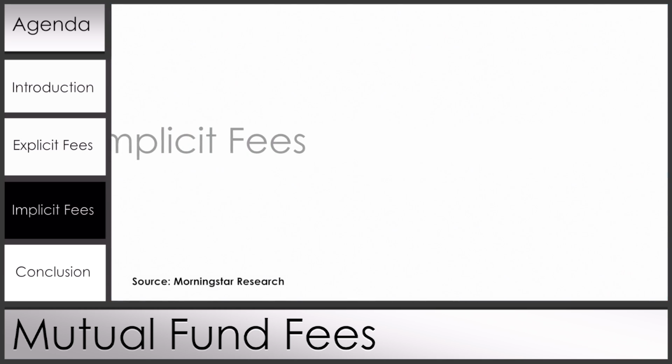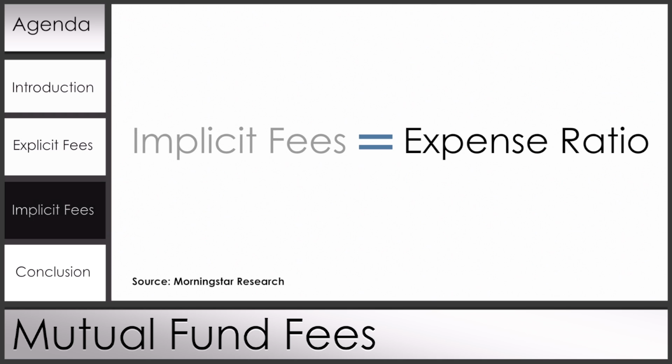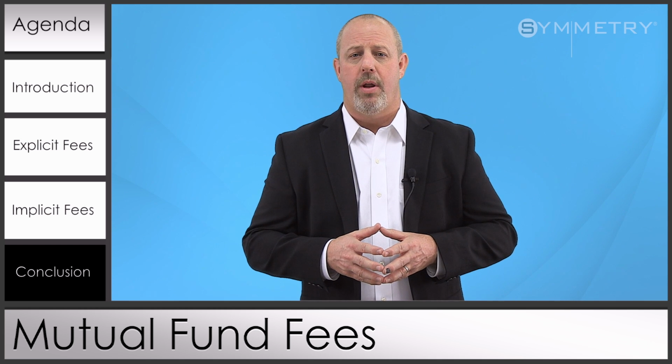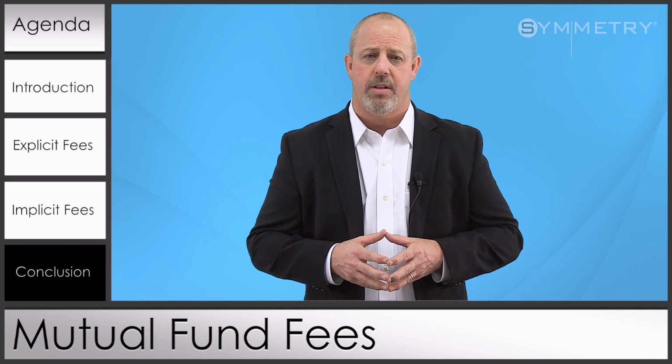The opaque quality of implicit fees does not mean they are unimportant. According to Morningstar research, they can be equal to the expense ratio in some funds. Talk to your advisor about the range of expense ratios, as some funds are quite expensive.